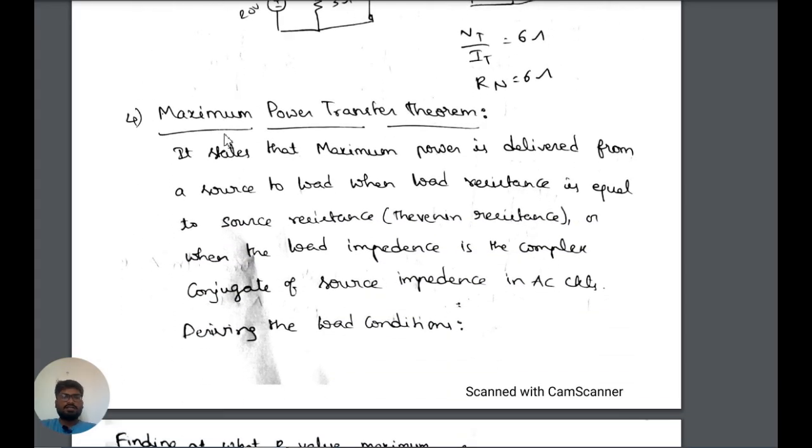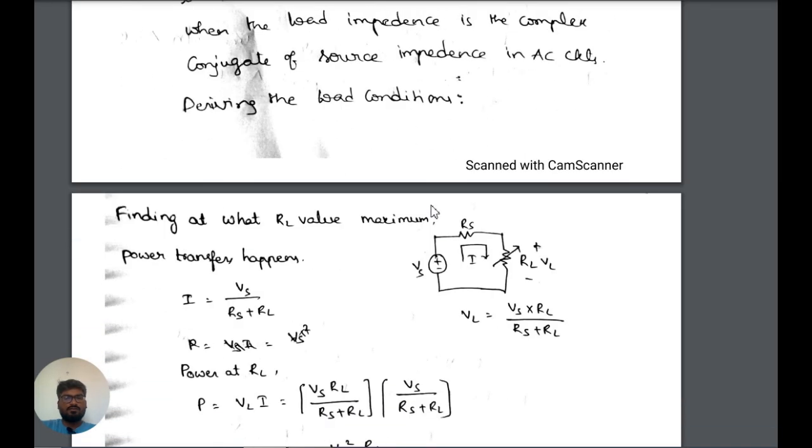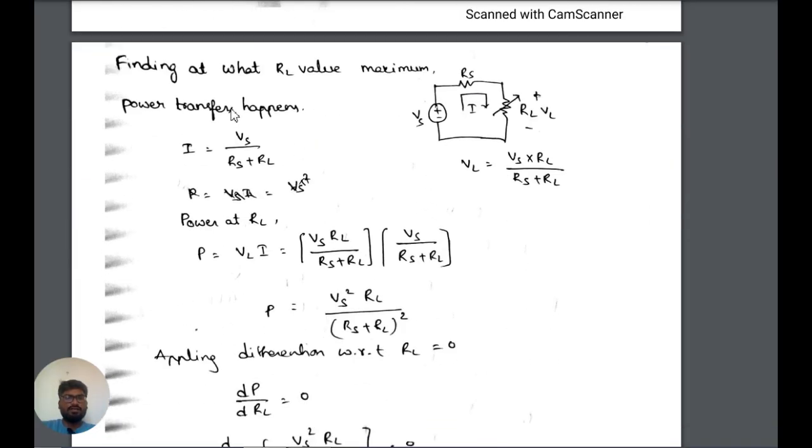Now moving on to the next theorem, the maximum power transfer theorem. This theorem states that if the load resistance is equal to the source resistance, then maximum power transfer will occur. This can be understood by solving a problem or through this derivation. If we go through the derivation, it will be clear.